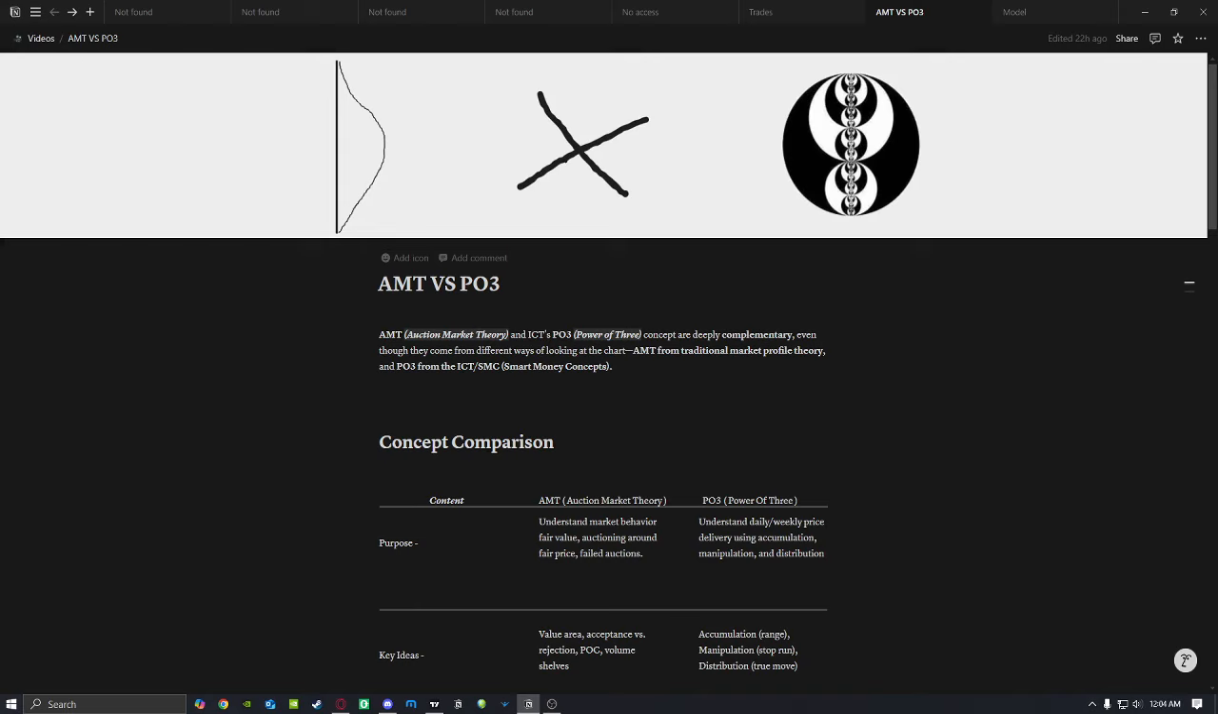So this AMT versus Power 3, they're both kind of the same. Auction market theory and Power 3, they are the same, but AMT came first before Power 3, and ICT rebranded Power 3 from AMT. There's only a couple things that ICT actually added in Power 3 that makes it different than AMT, and I'll explain in this video. But they're almost the same thing, except Power 3 has the fractal nature, and open high low close and open low high close.